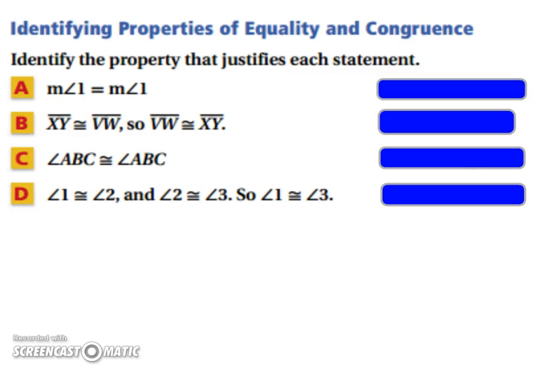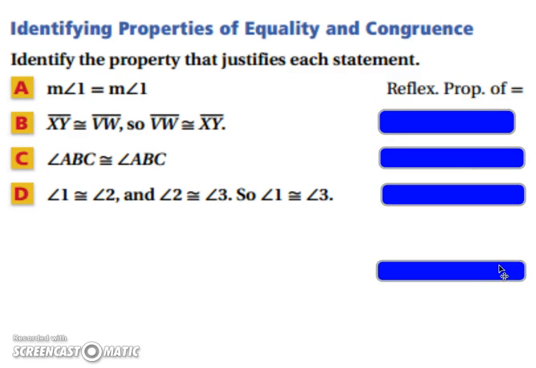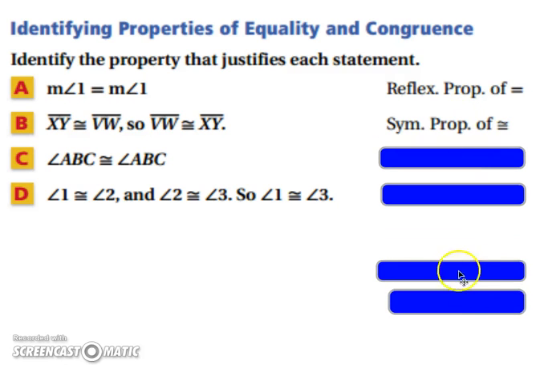Let's try identifying some properties of equality and congruence. So the measure of angle 1 equals the measure of angle 2. This would be the reflexive property of equality. All right, well now we have segment XY is congruent to segment VW, so that means VW is congruent to XY. Well, we're dealing with congruence, and then it's flipping around, so we've got the symmetric property of congruence.